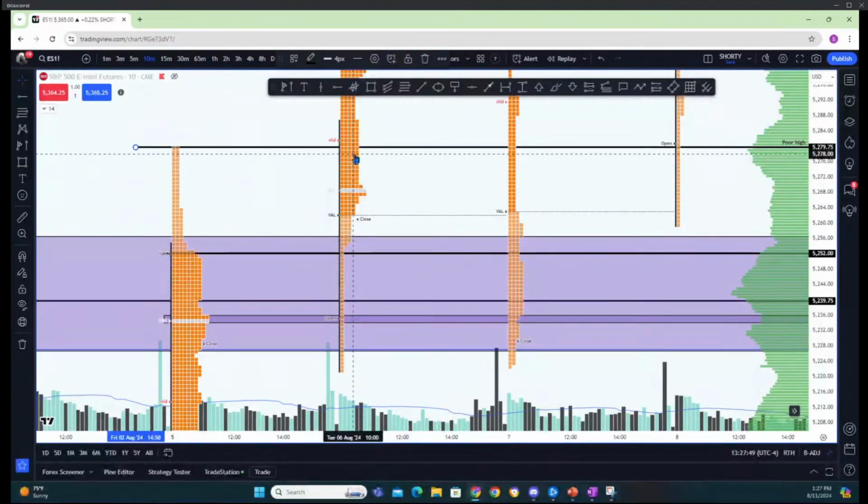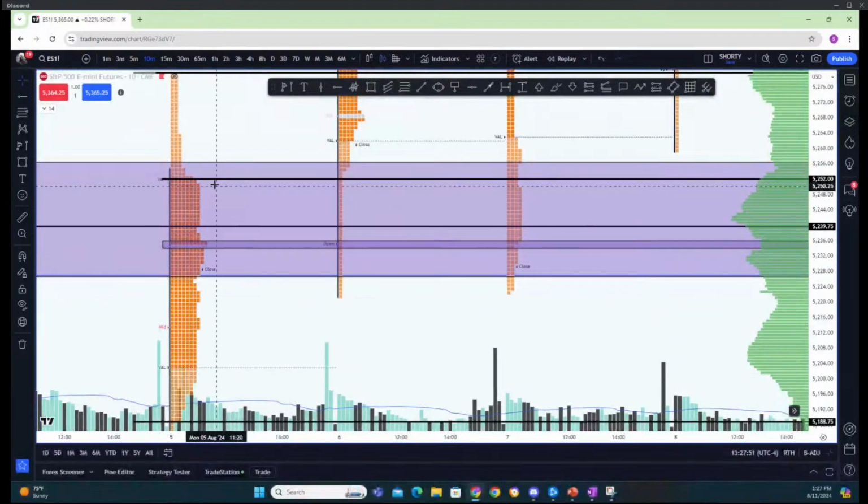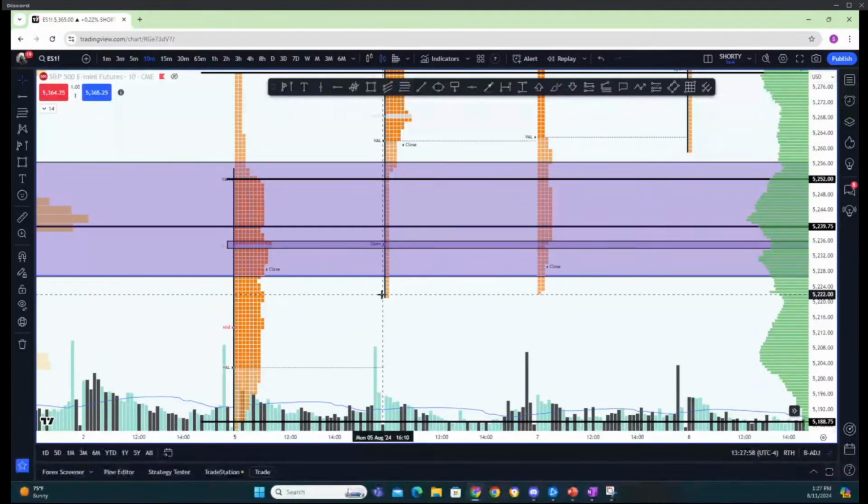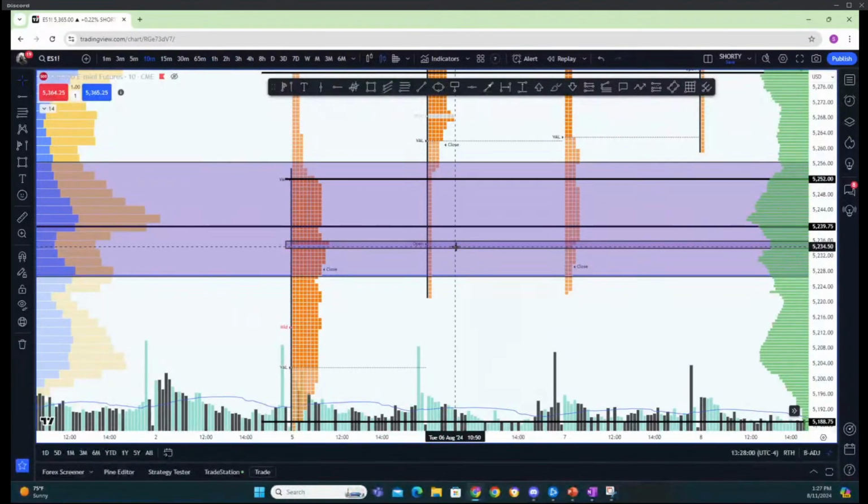Okay, and this is the day that we are on, and they're opening inside the value, a little bit more bullish, right? Because they open right at the POC. They lose that POC and then they reclaim that POC. That's a first bullish sign that you have. The second bullish sign would be what you saw here.